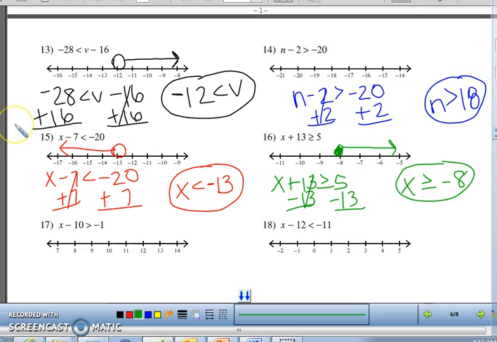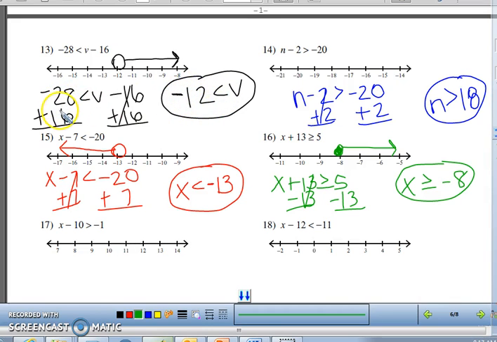Okay, you can pause to check 13 through 16, but I do want to talk about number 13 real quick because that was kind of tricky. So obviously the step was to add 16. That part shouldn't be tricky at this point. But the tricky part was that the variable is on the right-hand side, not the left-hand side. So when you write these, you should be switching where the variable goes. Your answer should look exactly like this. The v should not be over here.